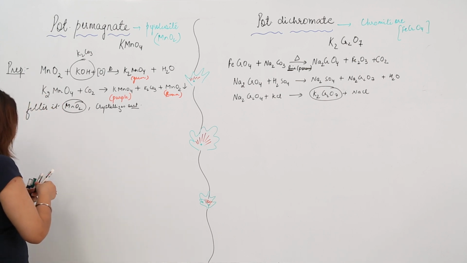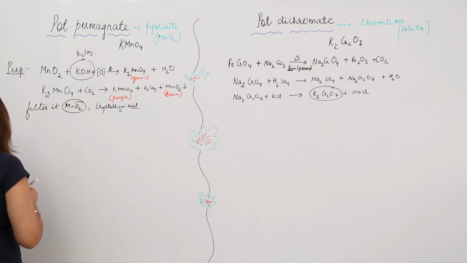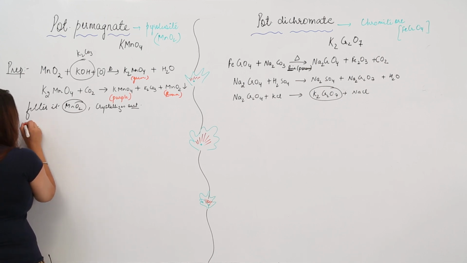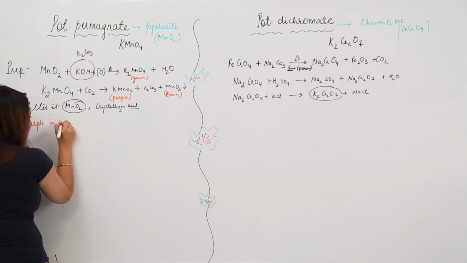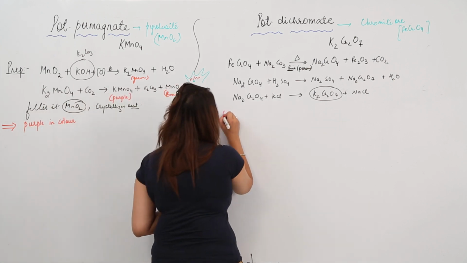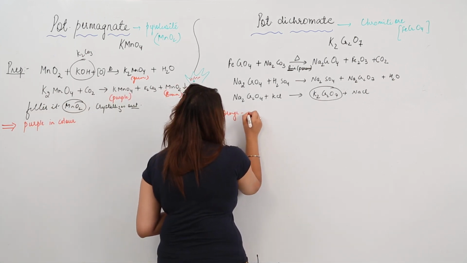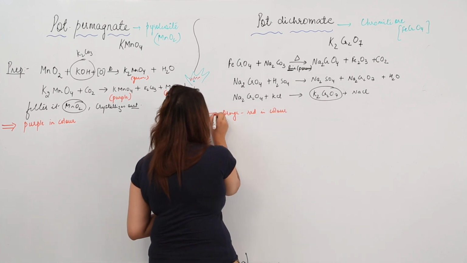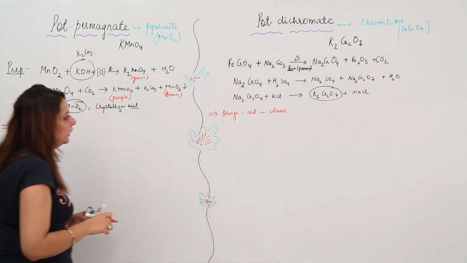Now if we look at how they look, potassium permanganate is a kind of purple crystals. It is purple in color. And potassium dichromate is orange-red in color, orangish red you can say.